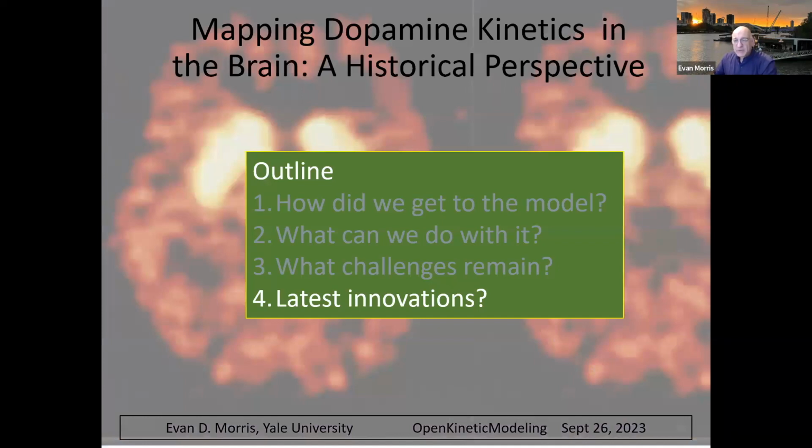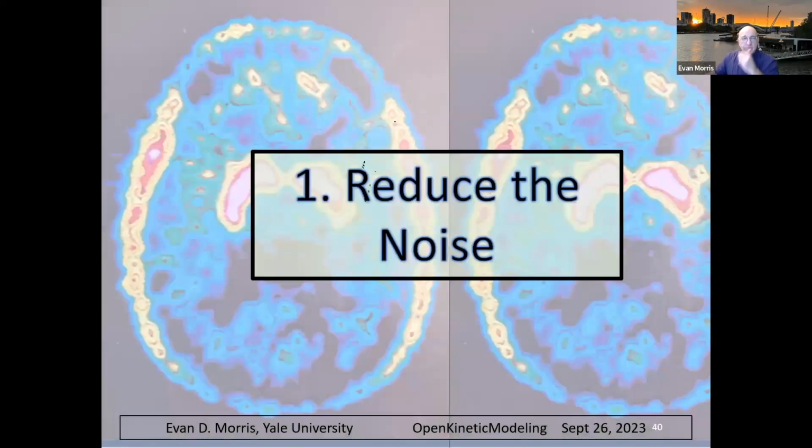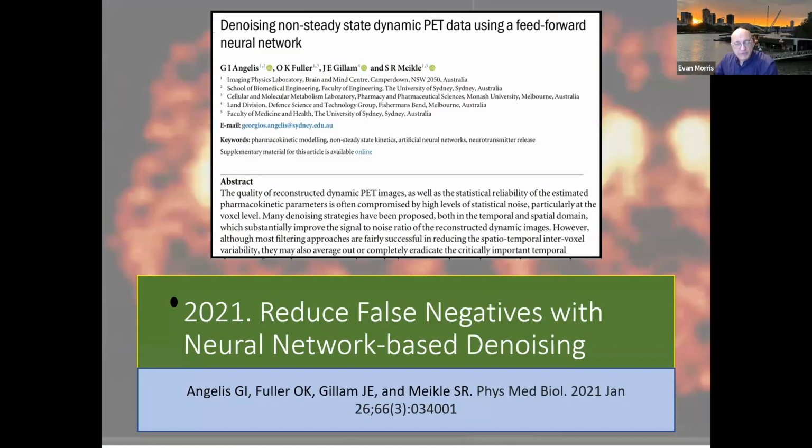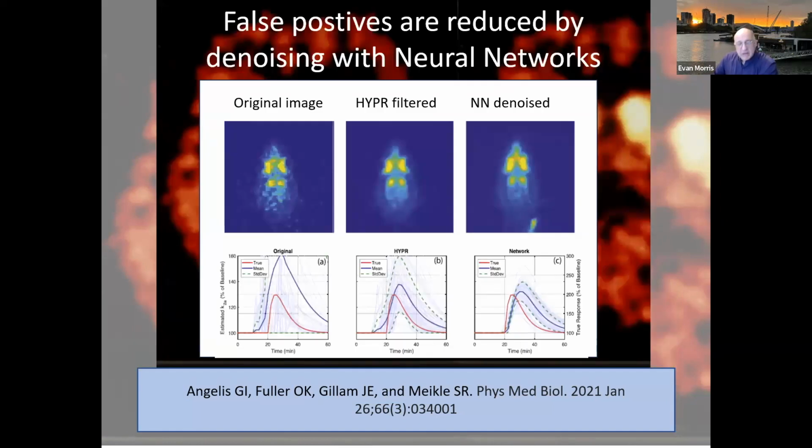So what have other people done with the most recent innovations, really in the last 4 or 5 years, to address the false positive and false negative issues? Well, first, some people have tried to address reducing the noise in the data. And in this particular case, also from Steve's group, first authored by Yorgos and Hellas, they used neural nets to do some denoising of the time activity curves. And when they did that, they got more consistent, reliable fits to the data. So that's related to reducing false positives.